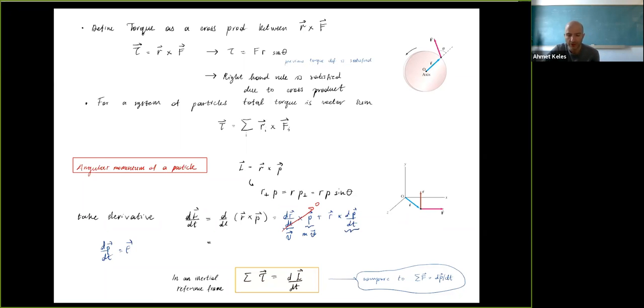And this one, the derivative of p is equal to what? dp/dt? Newton's law, right? It's going to be force. So I can just put force here. Then dL/dt is R cross F. Then that's equal to torque, okay? And you should compare it with the linear case. In the linear momentum case, we had dp/dt is equal to F. In the angular momentum case, dL/dt is equal to torque. So in an inertial reference frame, okay?